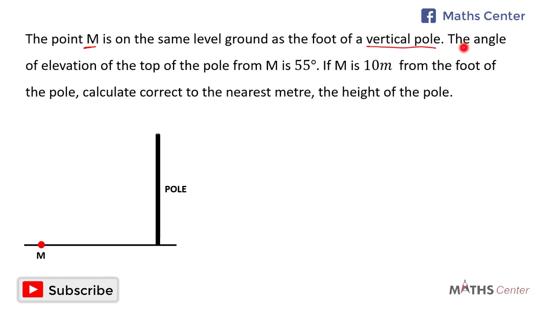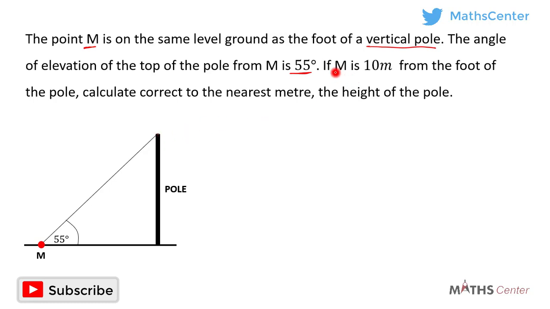It goes on to say that the angle of elevation of the top of the pole from point M is 55 degrees. What this means is that if someone is standing at point M, he will have to raise his eyes through an angle of 55 degrees in order to see the top of the pole. So if someone's eye level is at point M, the person will have to raise his or her eyes through an angle of 55 degrees in order to see the top of the pole.